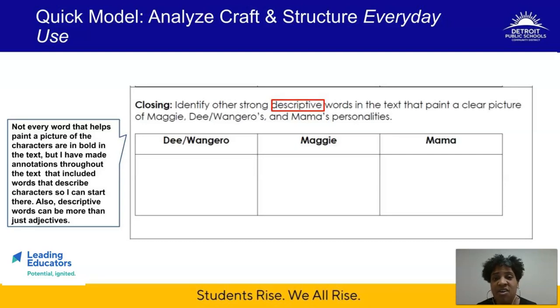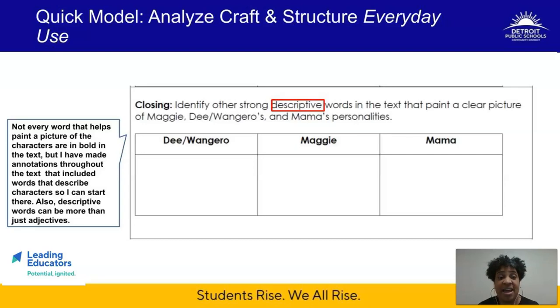There are other words that also are used to help paint a picture for the reader about characters, plot, tone, etc. And not all of those words are going to be adjectives. Some of those words actually may be describing actions or behaviors. So I want you to keep your eyes peeled in the text for words that you find to be descriptive and that help you paint a better picture of Wanjiro, Maggie, and Mama's personalities. You may have some of those words already identified from your annotations, so your annotations are a good place to start. And then skimming through the text another time will help you there.